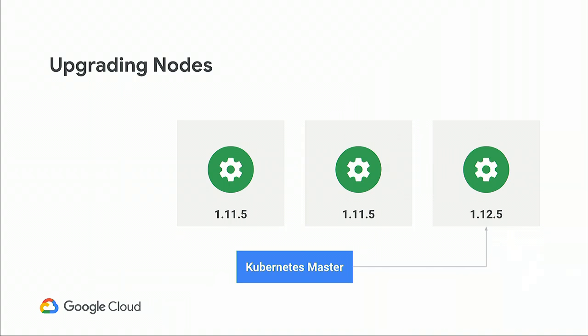This actually isn't exactly right. What I just showed you was a feature we have coming up soon called surge upgrades, where we will give you the capacity for one more node as you're doing the upgrade. Currently, the way it works is we cordon and drain an existing node and then add that back in after we've deleted it.